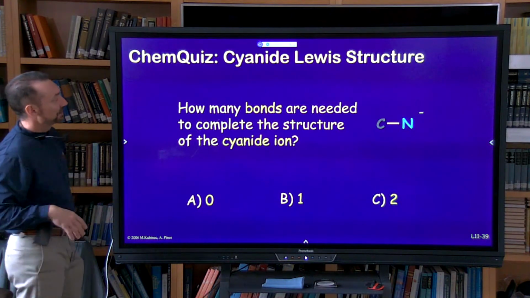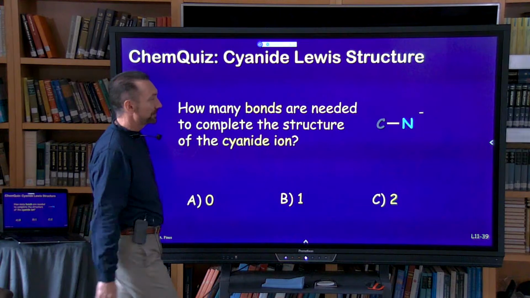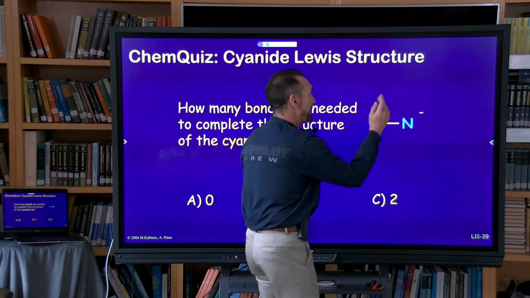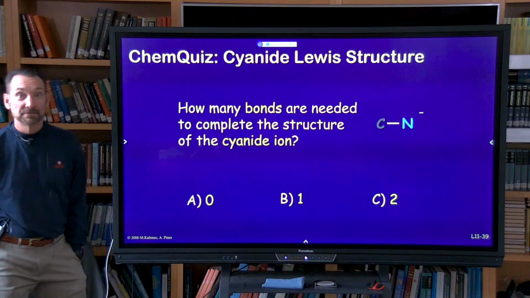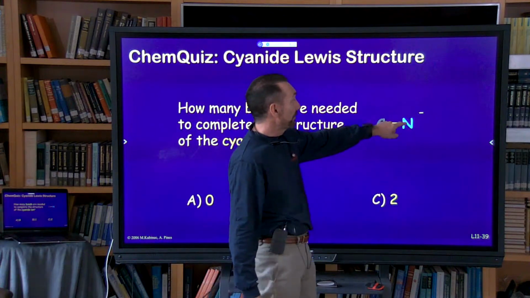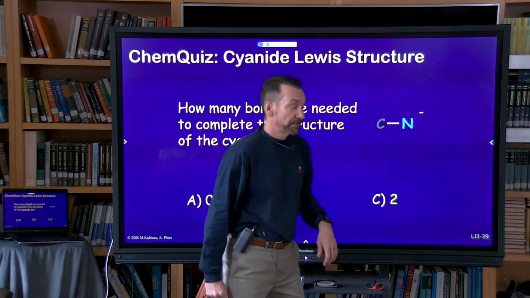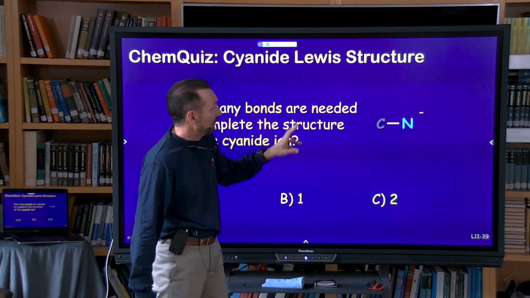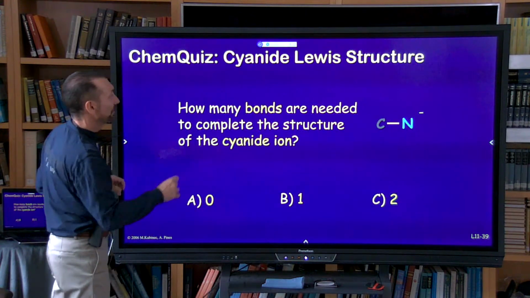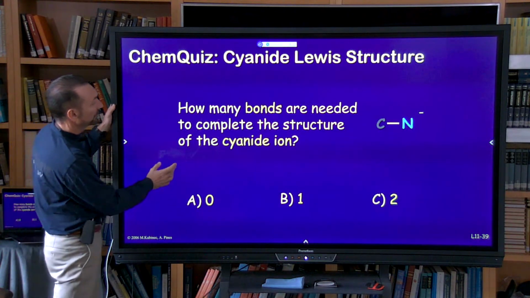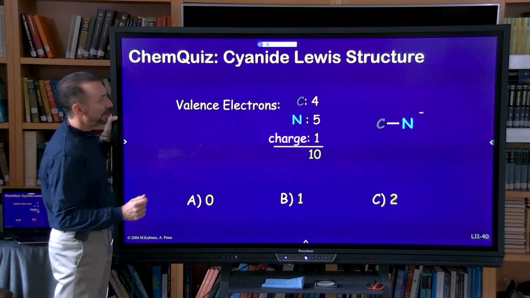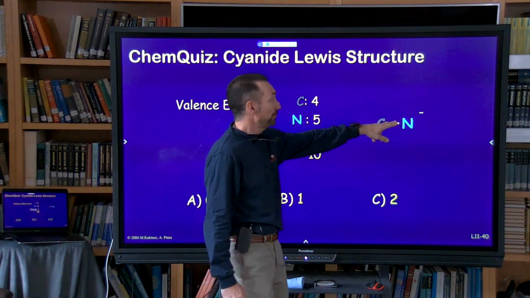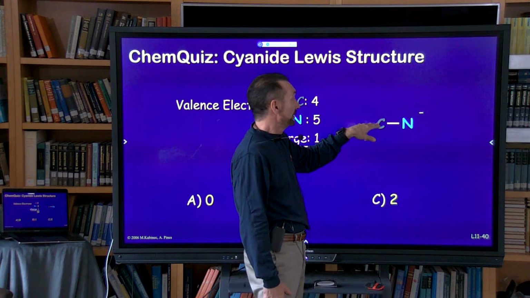Okay, how many bonds are needed to complete the structure of the cyanide ion? We'll talk about this one together. So I have to complete cyanide, CN, and it has a negative charge overall. That means all the valence electrons are there plus an extra one. So I can count up the valence electrons: 4 for carbon, and nitrogen 5, plus 1 is 6, so 10 total electrons. How do I fill those up? Well, here's a good way to start your Lewis dot structures.